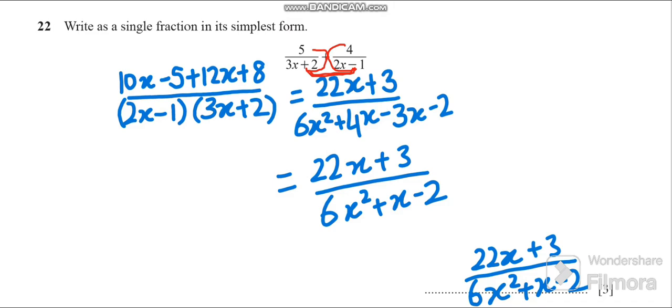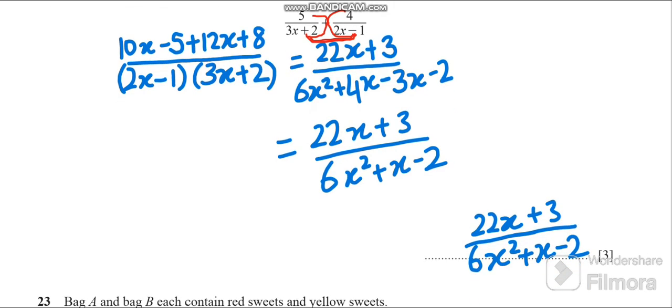At the bottom, we will only include this one equation, which is either on this side or on the right side. So that will be 6x squared plus 4x minus 3x minus 2, and on top we have 10x minus 5 plus 12x plus 8. When we simplify this, the answer will be 22x plus 3. At the bottom again we will simplify more, which will be 4x minus 3x, that is x. So the final answer is 22x plus 3 divided by 6x squared plus x minus 2.